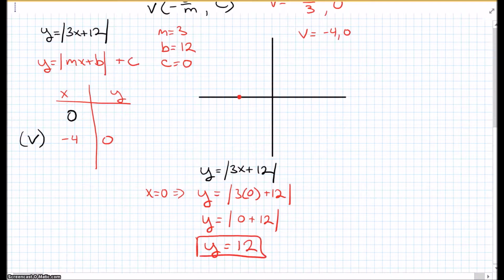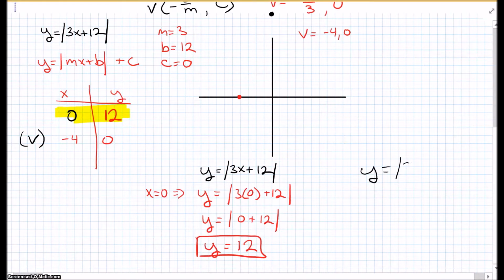Can we plot that point? Yes. So we have a new coordinate right there, 0, 12. So let's plot it. x is 0, y is 12. So we go up 12: 1, 2, 3, 4, 5, 6, 7, 8, 9, 10, 11, 12. Okay. Now let's pick a number below.